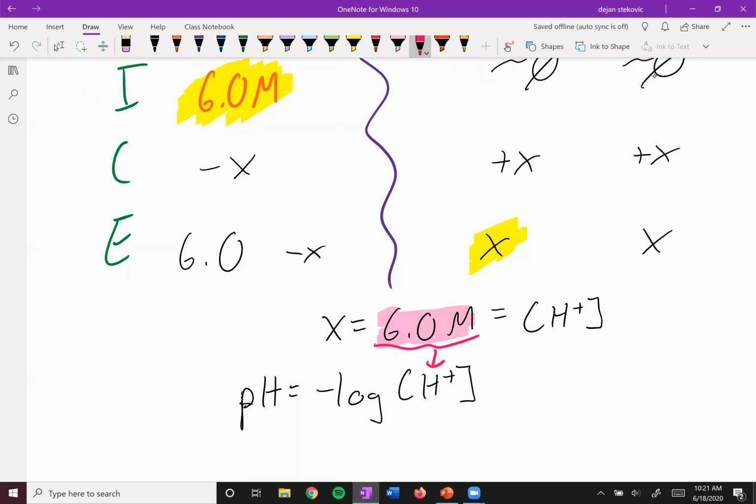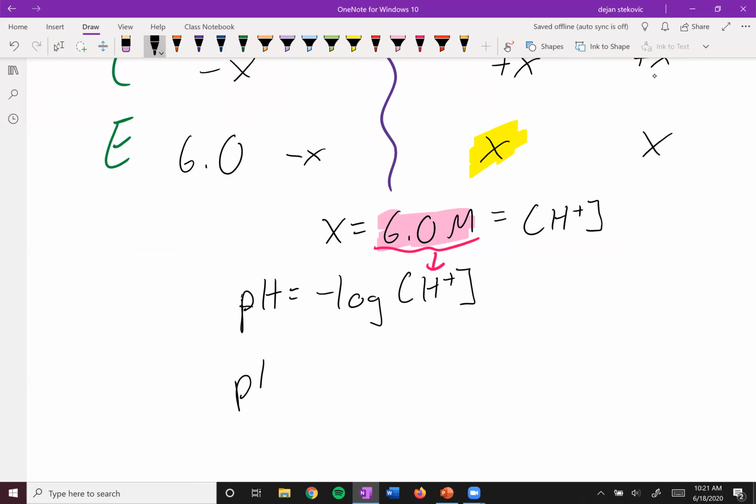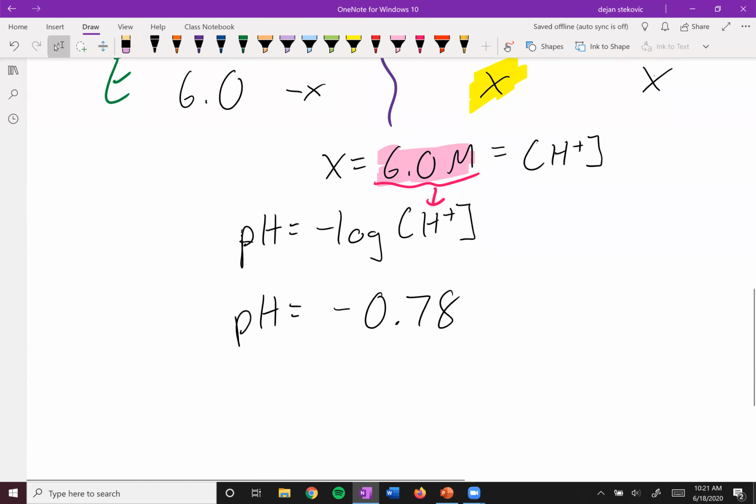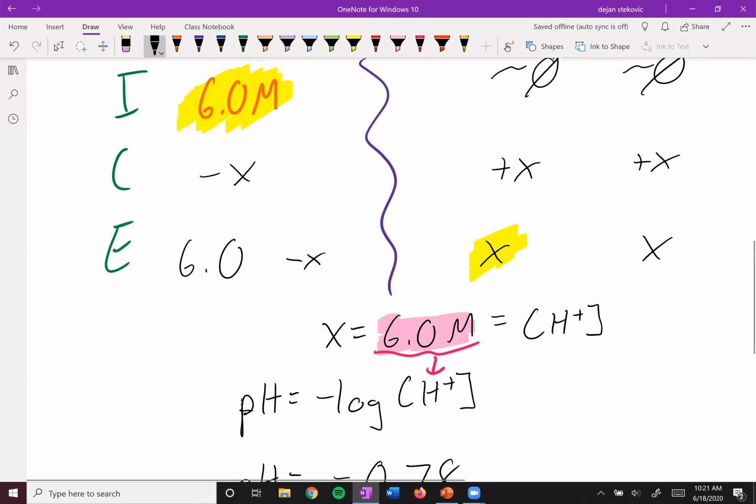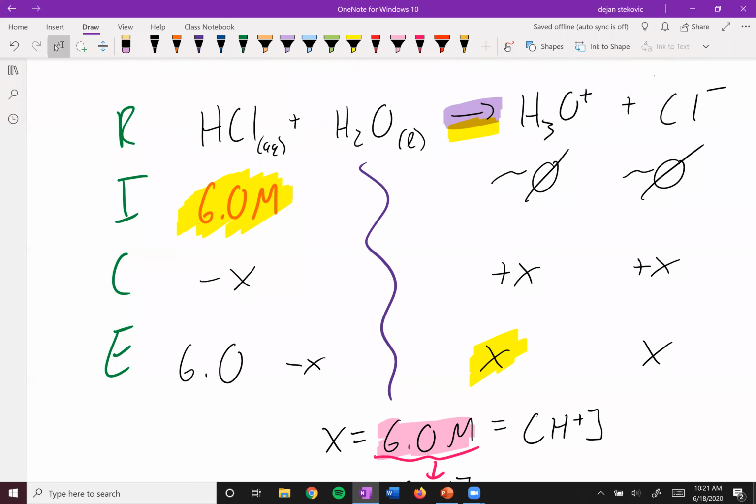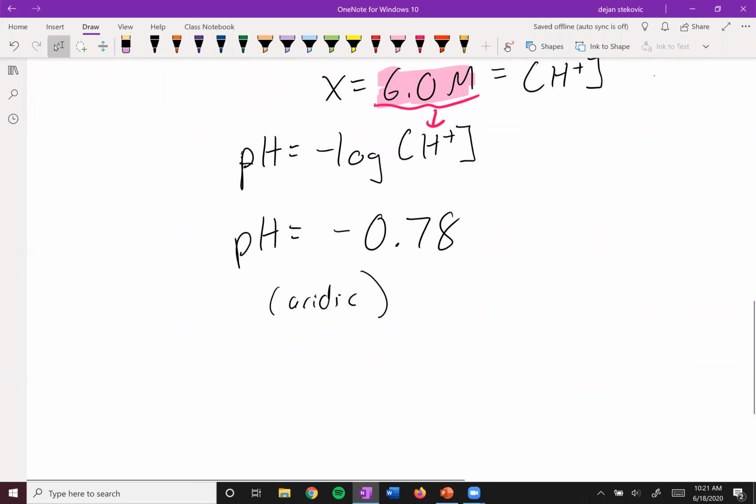And so we just take that in here, plug it in. If you plug in 6 molar here, you should get a negative 0.78, right? So you see the pH here can indeed be negative, and so this solution is acidic. So you see you can do the rice table, but overall it's relatively straightforward.